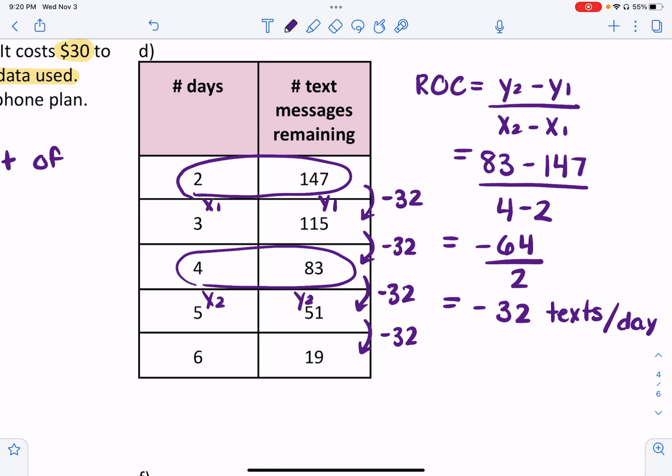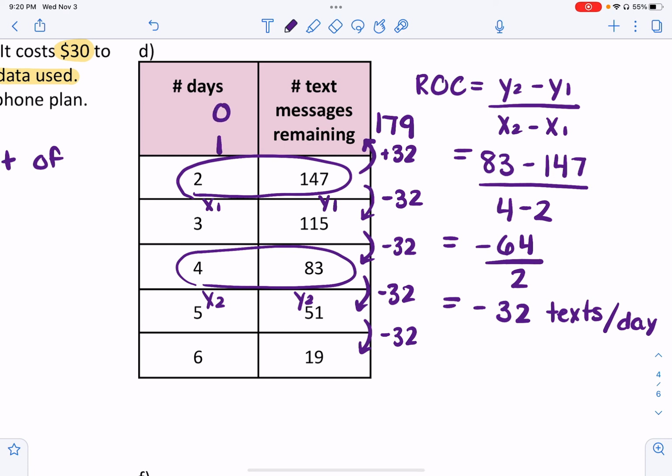So I want to figure out what my initial value was. How many did I start with? What I want to do is go backwards in my table of values. I want to figure out how many I had on day 1. So I'm going to go back 1 day, which means, since I lose 32 a day, to find the day before, I'm going to add 32. How many did I have the day before? 147 plus 32 is 179. That's how many I had after 1 day.